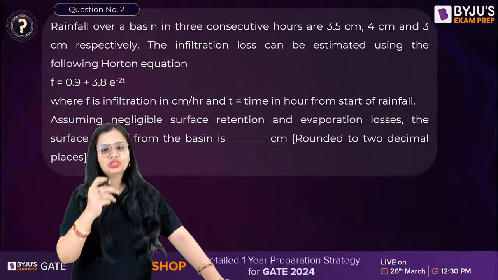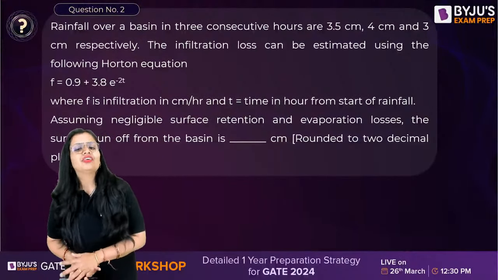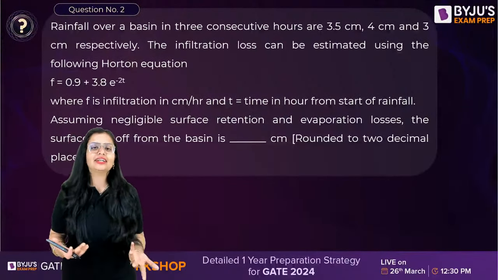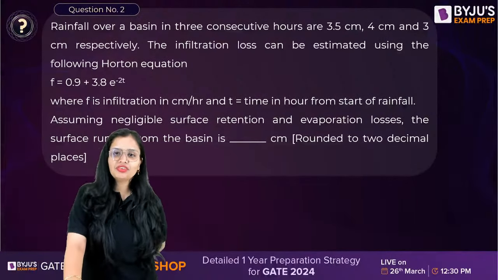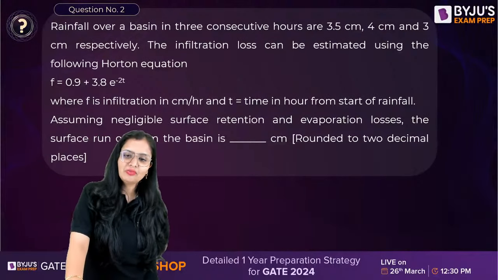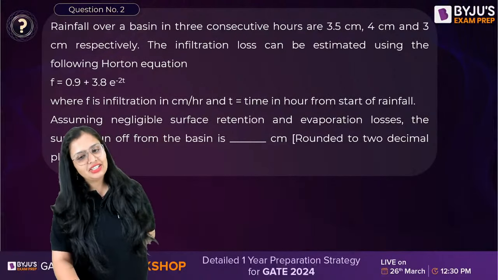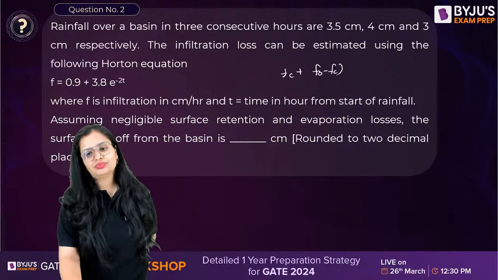Coming to the next question. Here's the question. Rainfall in 3 consecutive hours is given to me. That means indirectly they have given the rainfall intensity. For the first hour it is 3.5 centimeter per hour, then 4 centimeter per hour, then 3 centimeter per hour. Horton's equation. That means technically they have given you this value.